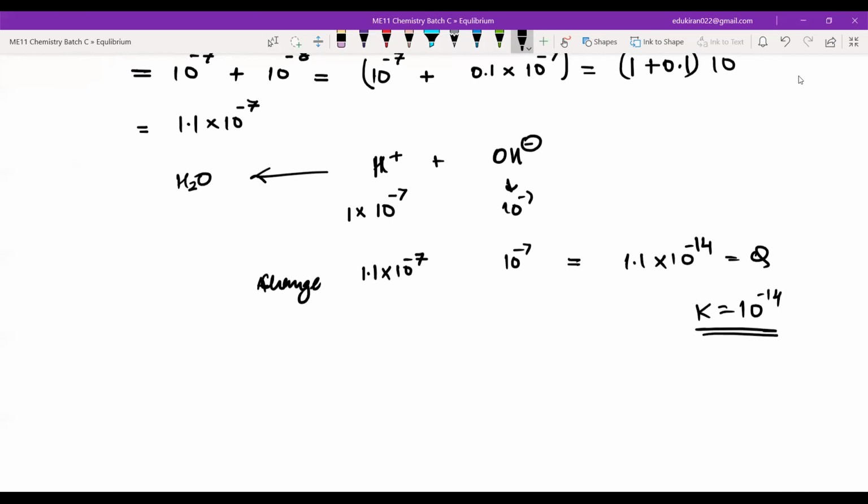Now, a simple thing is that you can see the change here was of 0.1. Then what will happen? Half of this will get reacted. Half of 0.1 will be how much?